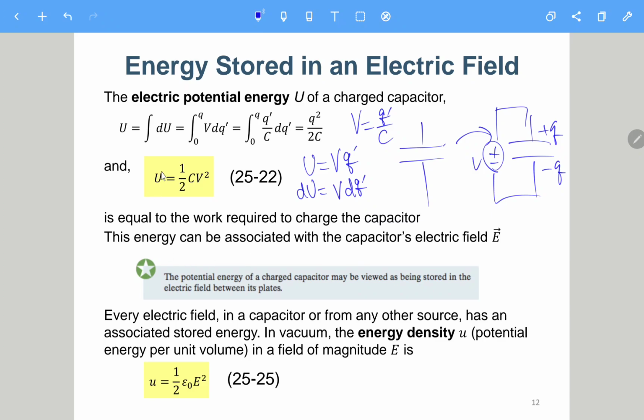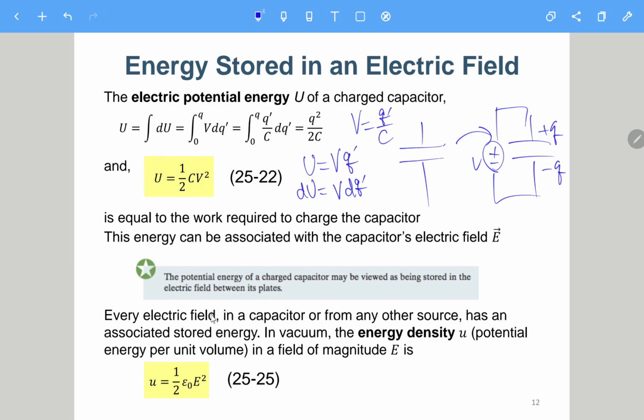Which means that the energy stored in the E field of a capacitor is related to the potential difference squared, and also the C, the capacitance value. If it is larger, it can store more energy. Okay, so yeah.